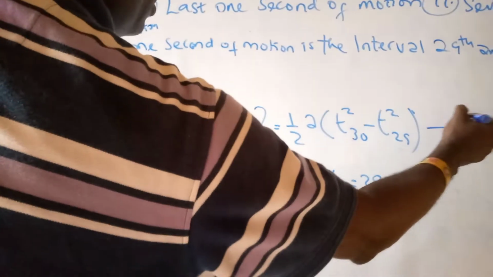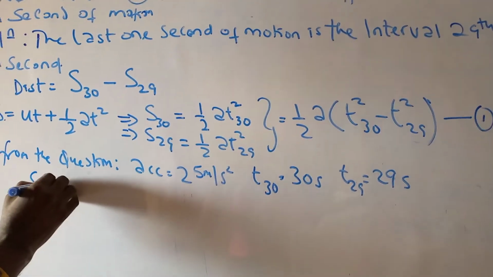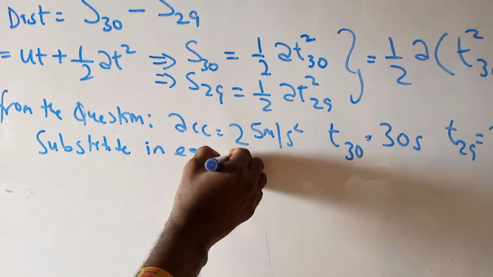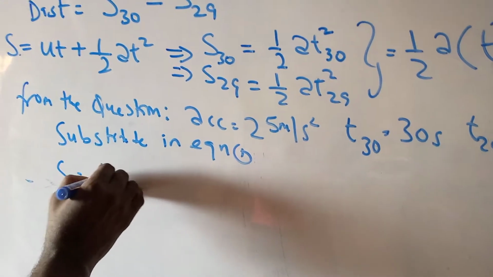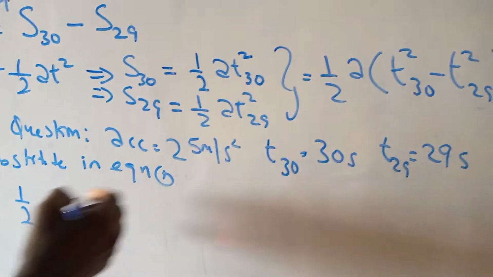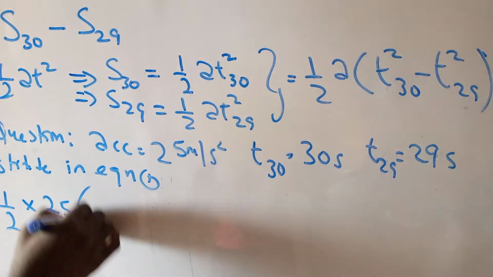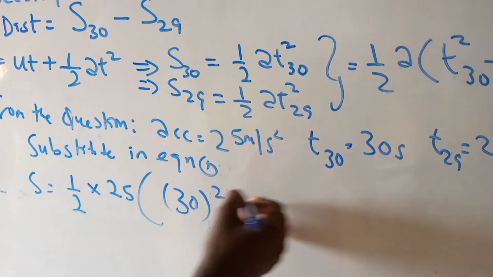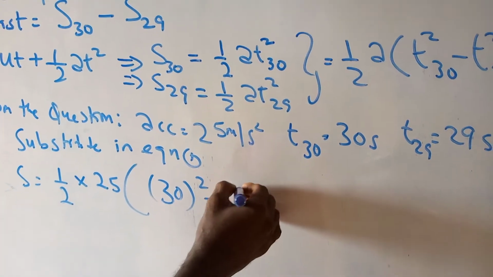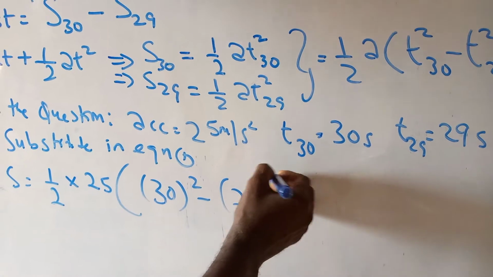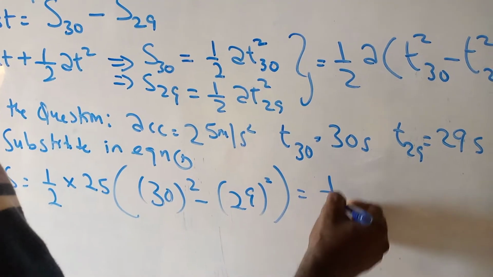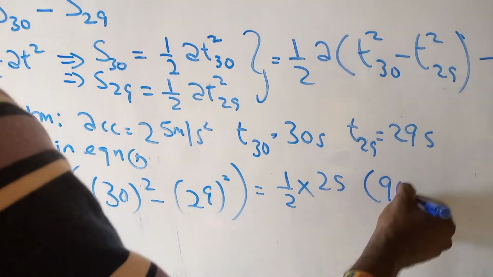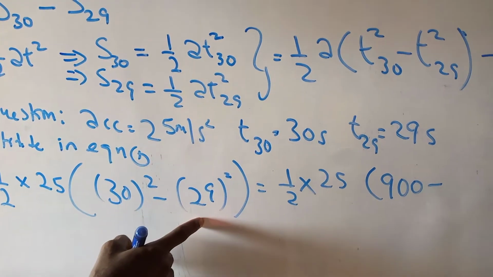I call this equation 1. So substituting in equation 1, it becomes S equals half. Acceleration is 25, times, what is the time? The time is 30 seconds, the first interval, and the second interval is 29. So this becomes half times 25 times 30 squared minus 29 squared. 30 times 30 is 900. Minus 29 times 29 is 841.